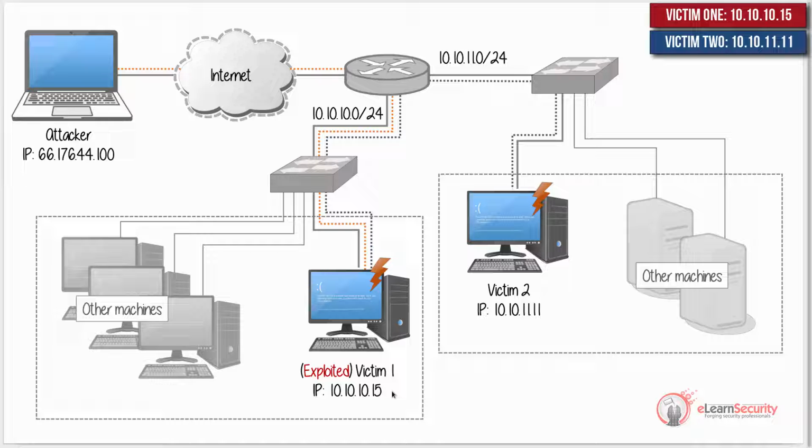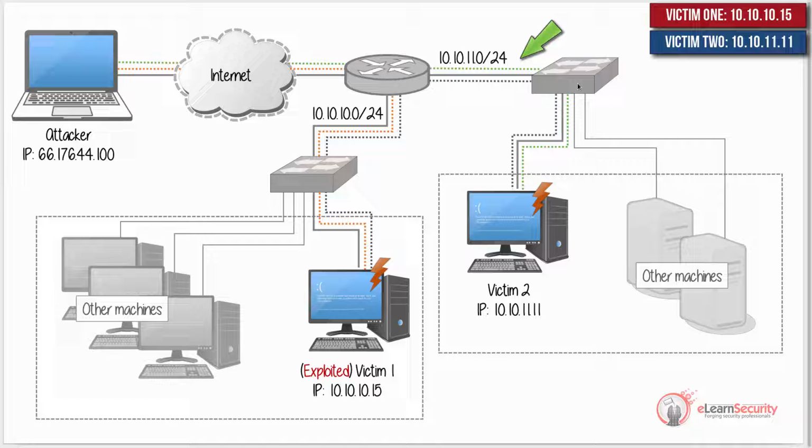As we will see during the video, we can configure the pivoting routes in order to exploit victim 2 and establish a direct connection with it. Indeed, if the subnet 10.10.11.0 can communicate with the internet, the victim 2 will contact our attacker machine through a reverse connection, and we will have a session on it.